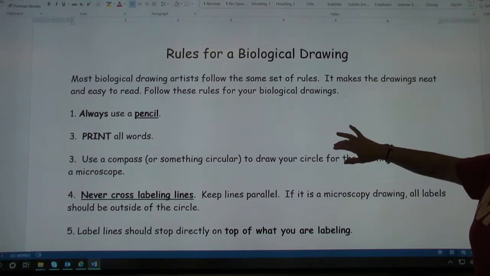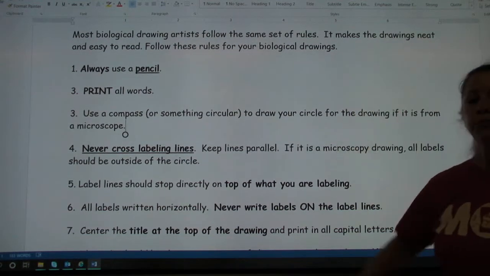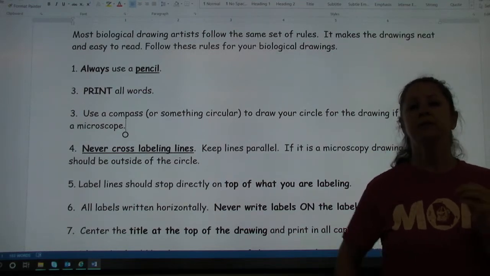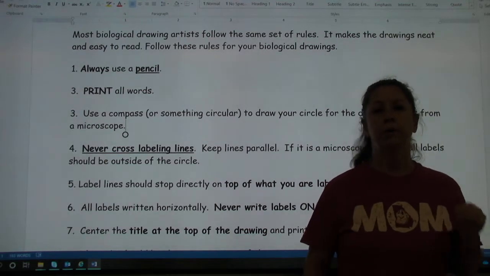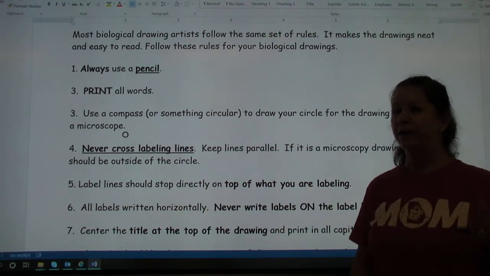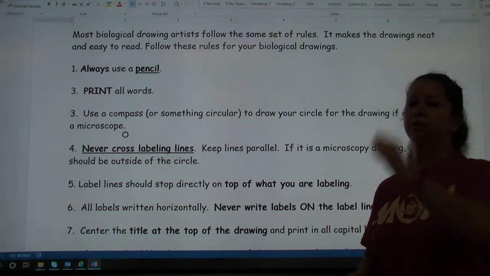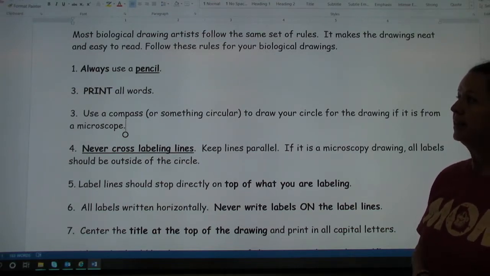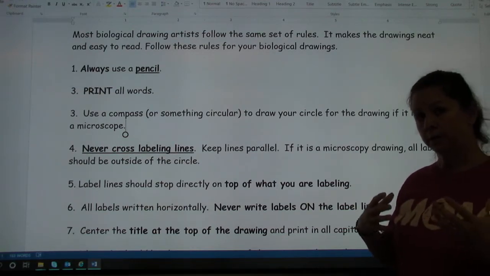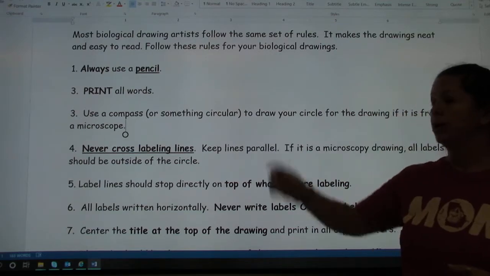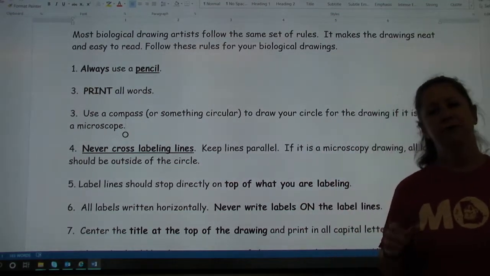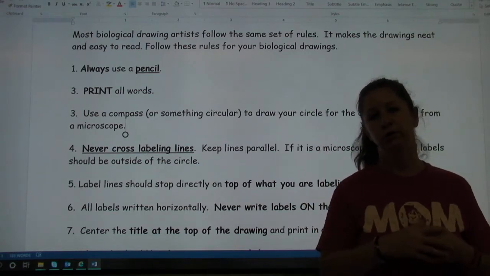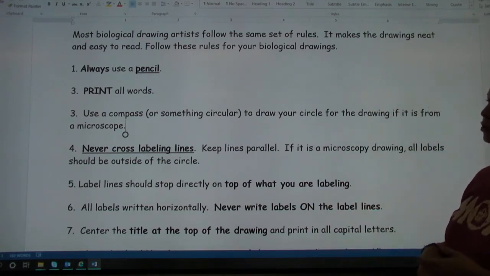Okay? So, first of all, use a pencil. I expect you to have a pencil with you and to do your drawings in pencil. That way, if you do mess up, you don't have to scribble it out, you can erase. Okay? The next thing is any labels that you put, the words you use, print them. Even if you normally use cursive writing, you print when you're doing scientific or biological drawings.